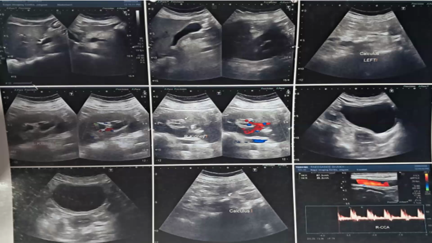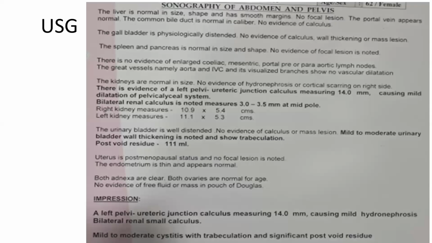Okay, Brijesh, show them the report. So there was evidence of left pelviureteric junction calculus causing mild dilatation of the pelvicalyceal system. And there is small calculus in both the kidneys, in the midpole. And there was mild thickening of the bladder, so mild to moderate cystitis with trabeculation.